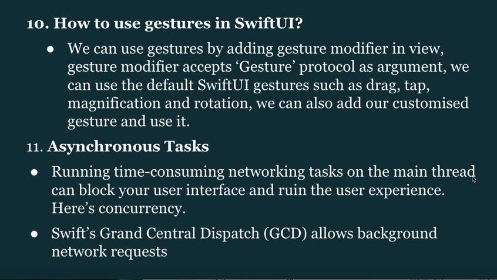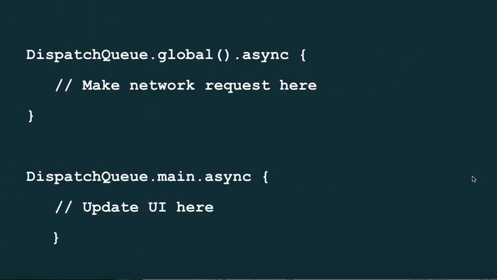Number 11. Asynchronous task. Running time-consuming networking tasks on the main thread can block your user interface and ruin the user experience. Here is its concurrency. Swift's Grand Central Dispatch, GCD, allows background network requests like DispatchQueue.global().async, make network request here. DispatchQueue.main.async, update UI here.